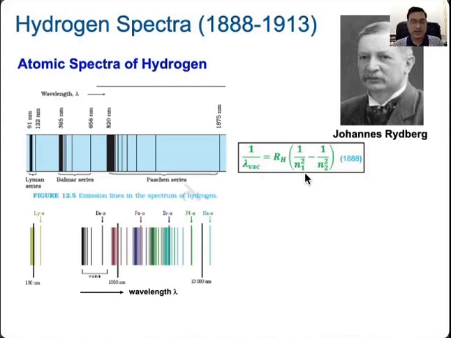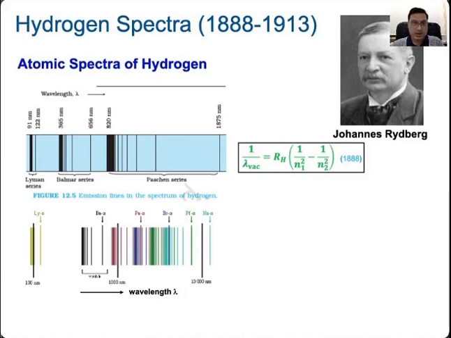And what are n1 and n2? These are integer numbers, and he said that there is supposed to be a constant, which we know as the Rydberg constant. Once you choose different values of n1 and n2 as integers, you are able to explain different lines in the spectra. But he was not able to explain why the values of n1 and n2 should be integers only.